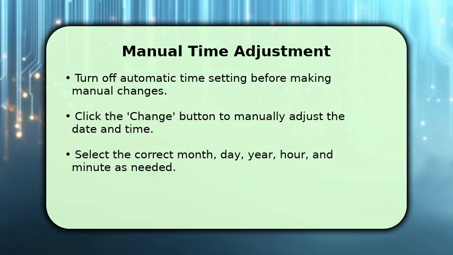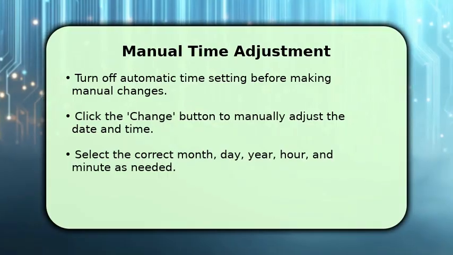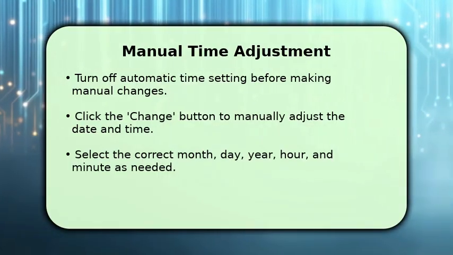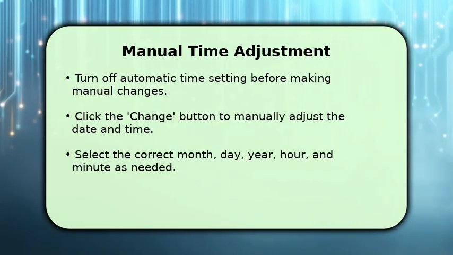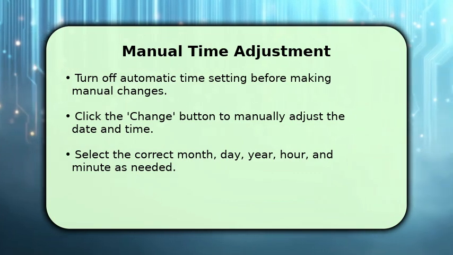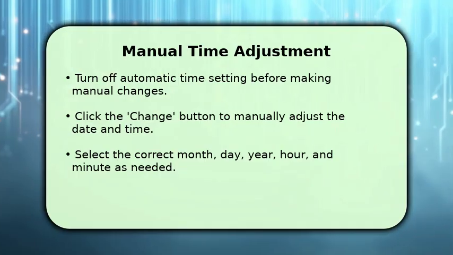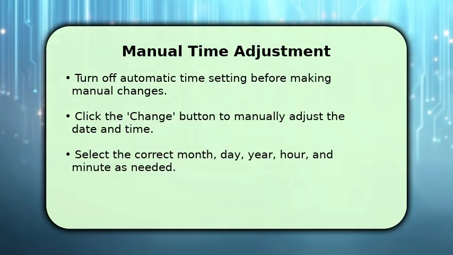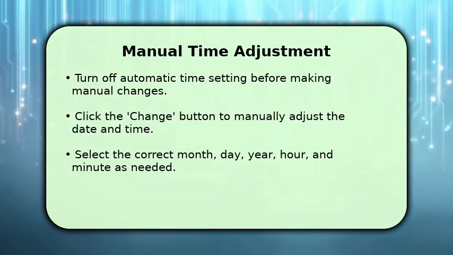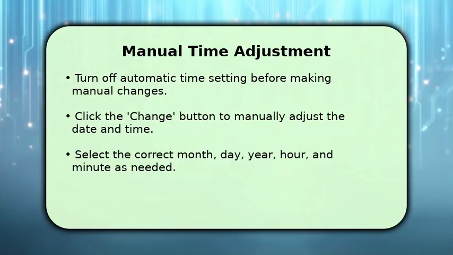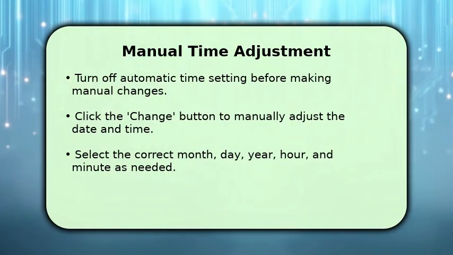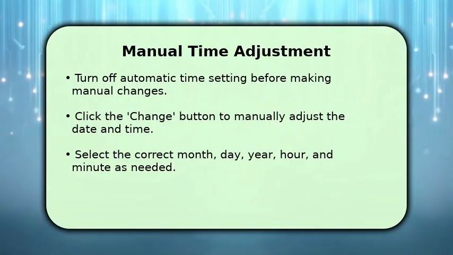Sometimes, you might need to set your computer's time manually, perhaps if you are not connected to the internet or prefer specific control. To do this, first disable the automatic time setting. Then, you can click the Change button and precisely adjust the date and time yourself. Remember to save your changes after making any adjustments. This method gives you complete control over your system's clock.